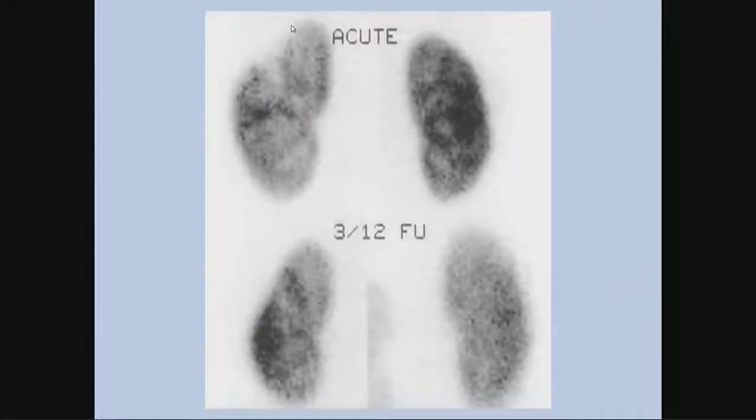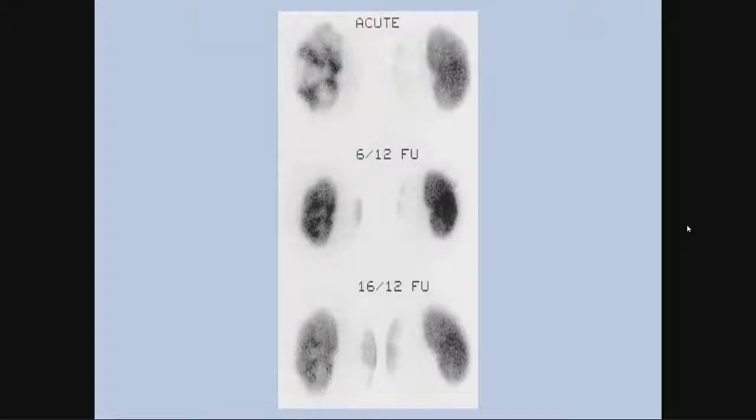So here you've got a unifocal pyelonephritis or acute lobar nephronia. The child was given antibiotics. 3 months later, the kidney returned to normal. This is a multifocal pyelonephritis. Here, these areas of reduced uptake. The child was treated, and you can see on follow-up that kidney remains normal.